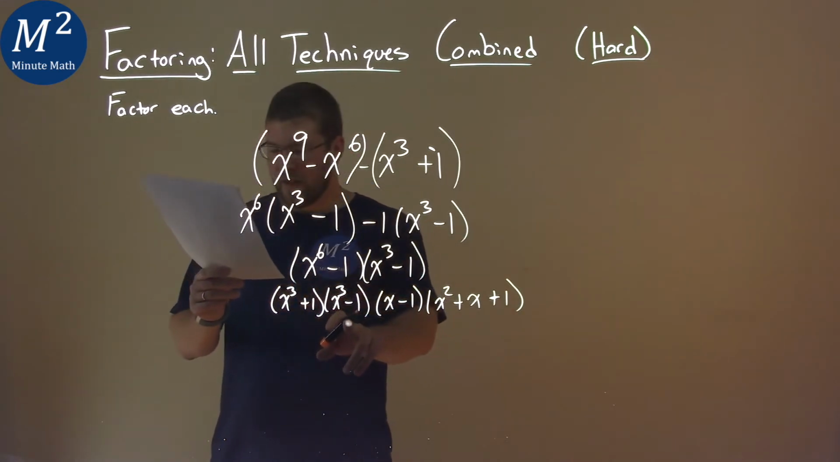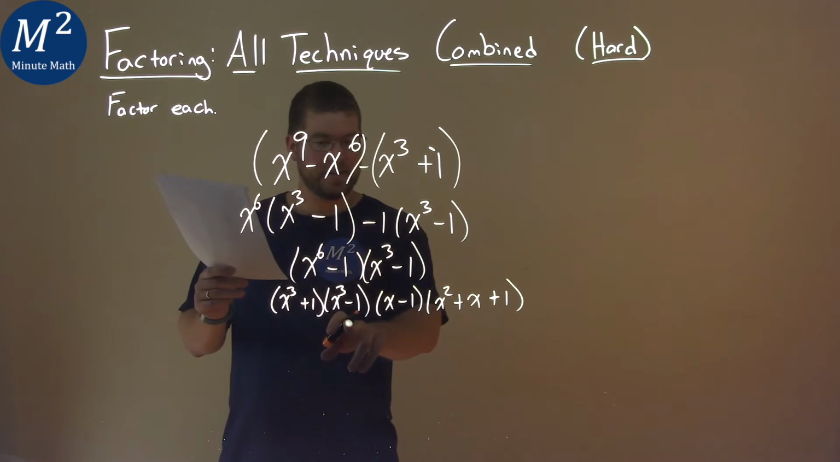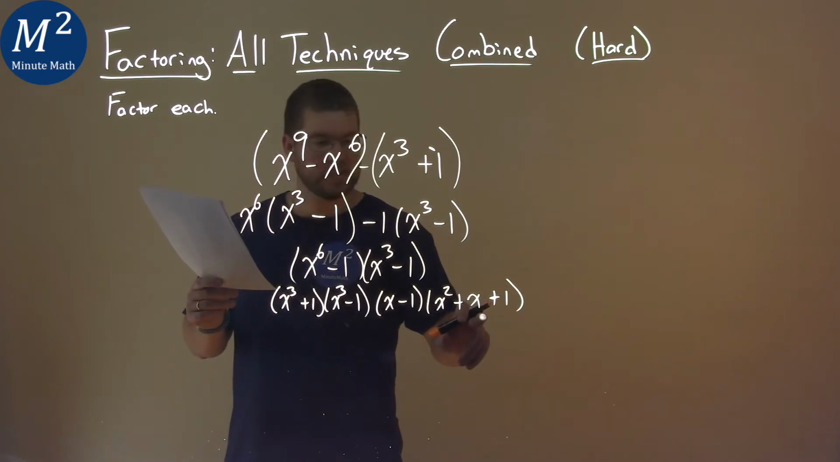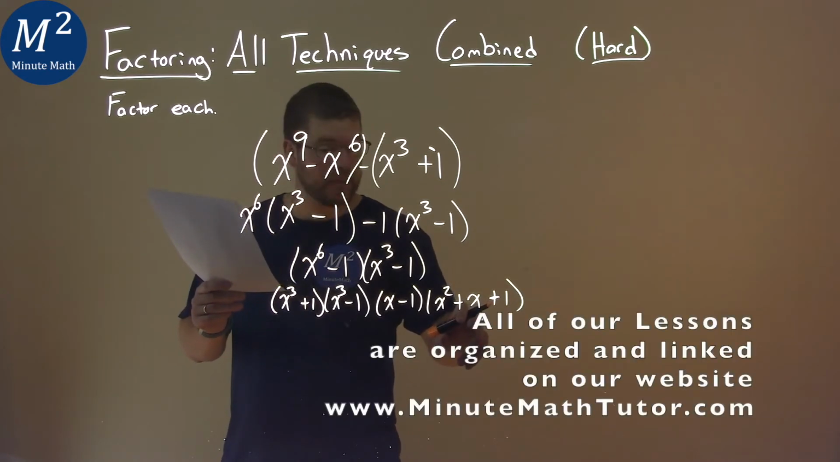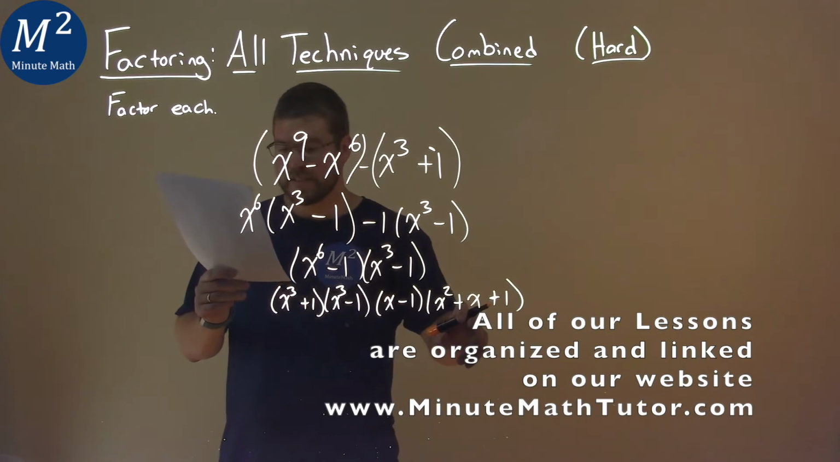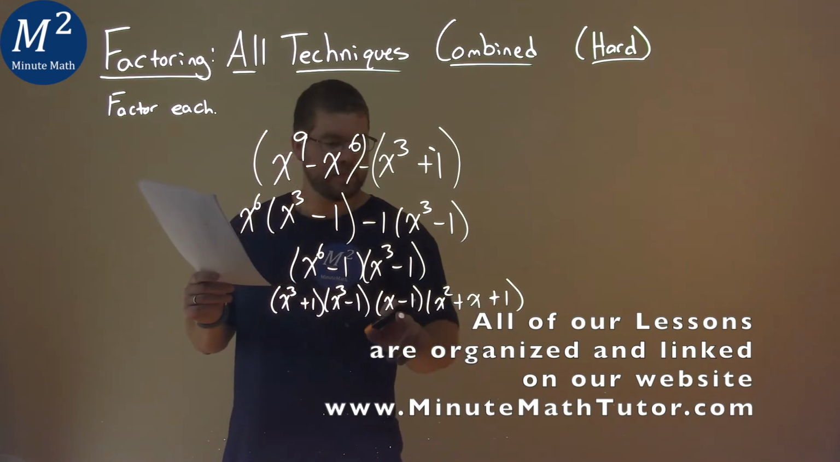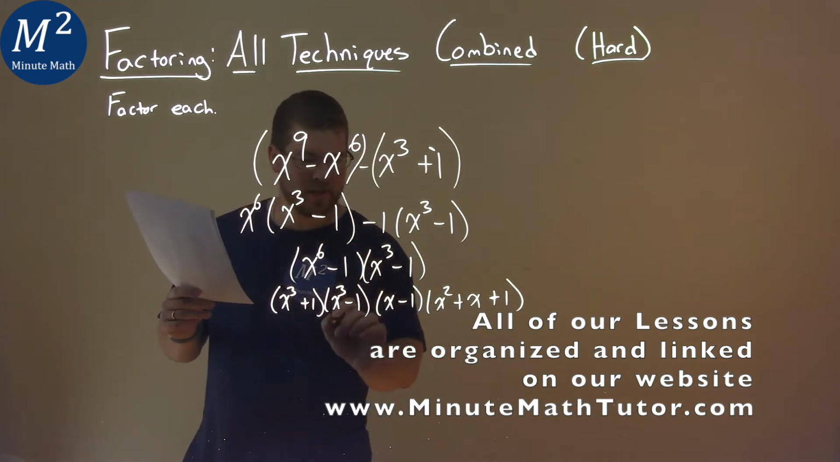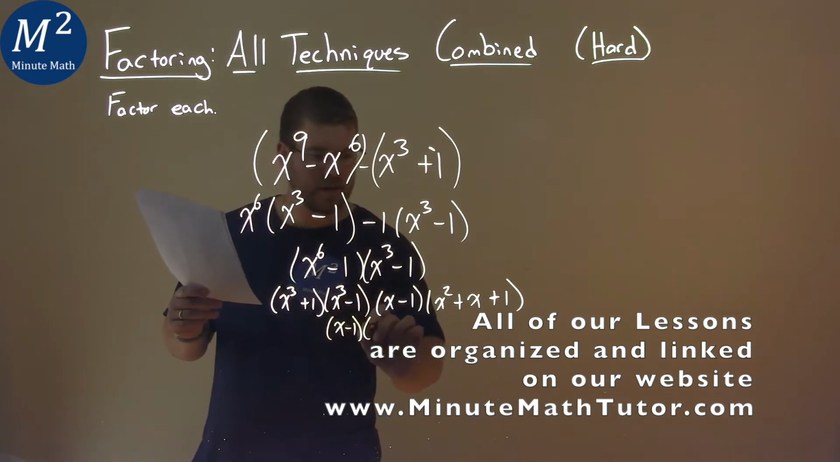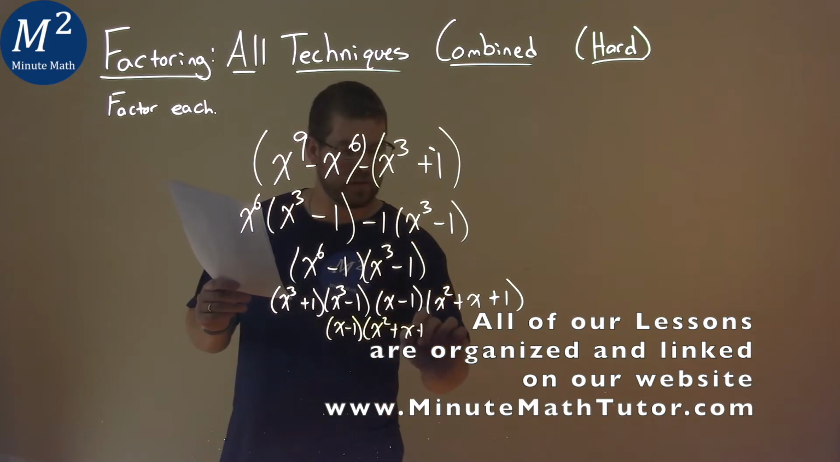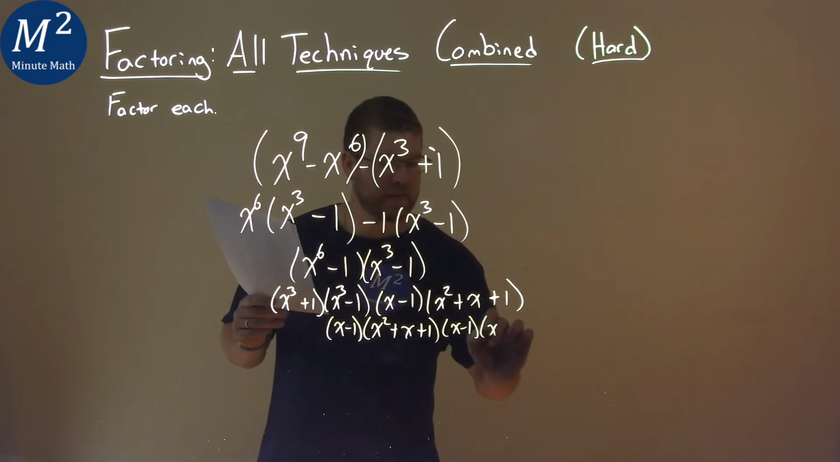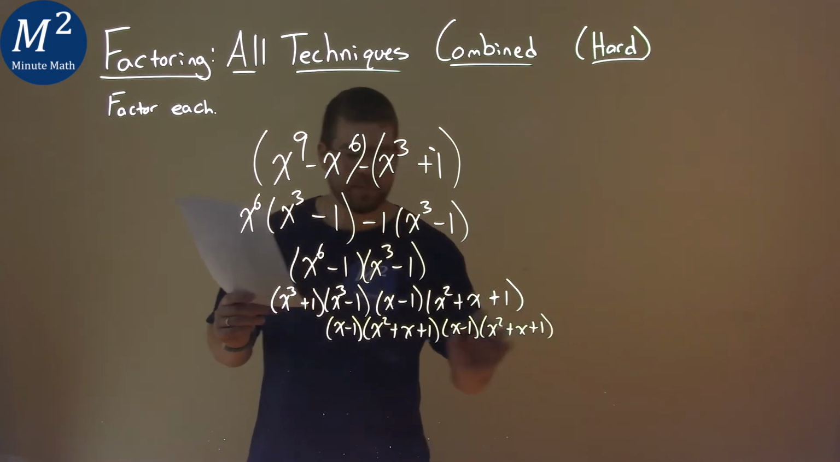Is there anything else we can really break down here? Oh, look at that. We have x to the third minus 1, and we just found the difference of cubes here. We can actually do that again a second time, right? Because it's the same thing. So, let's break that down. This one right here is an x minus 1 times an x squared plus x plus 1, we just found. Then we have an x minus 1 and an x squared plus x plus 1.